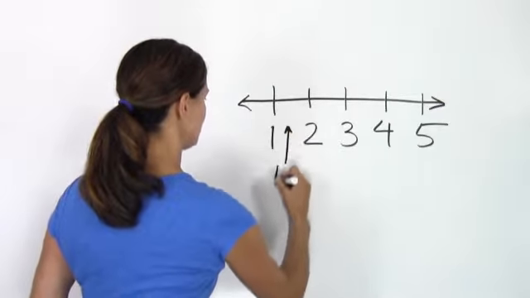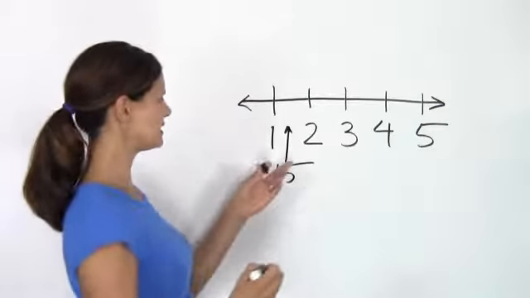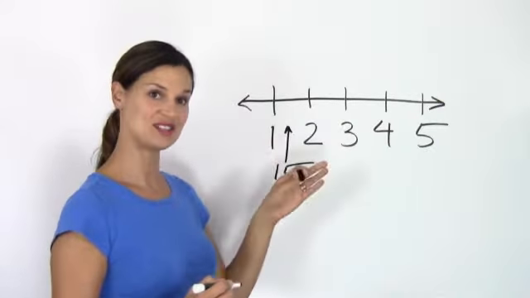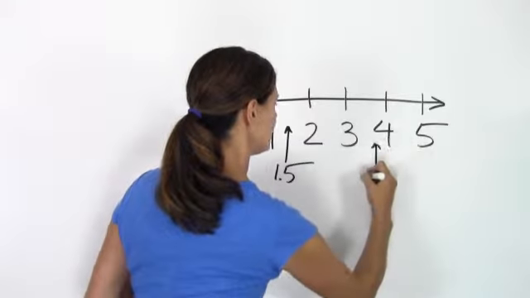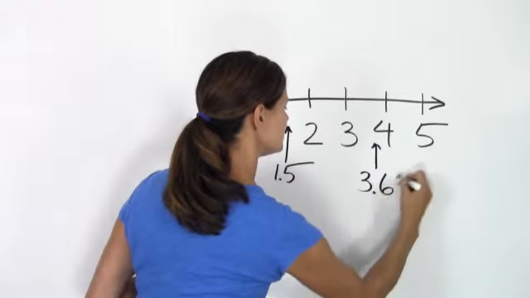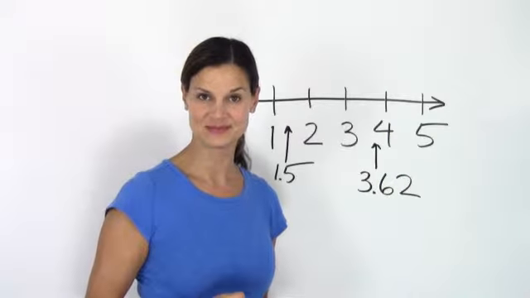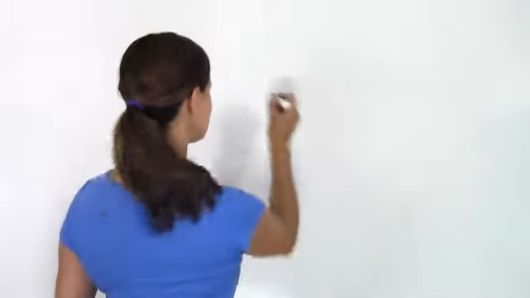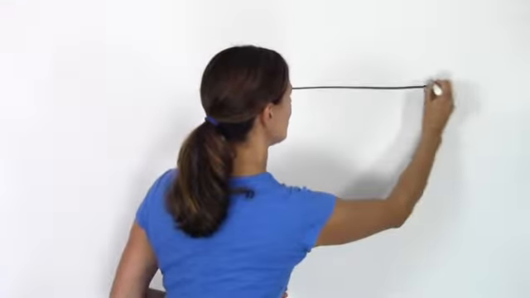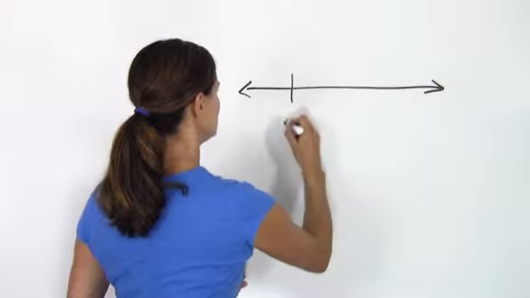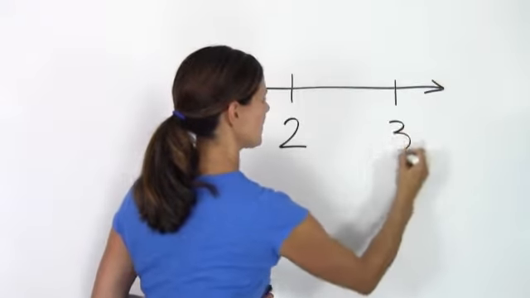So for example, the number 1.5 is going to lie in between 1 and 2. Or the number 3.62 lies in between my 3 and my 4. With decimals, the space between two whole numbers is divided into tenths. So let's start by looking between our two whole numbers, 2 and 3.